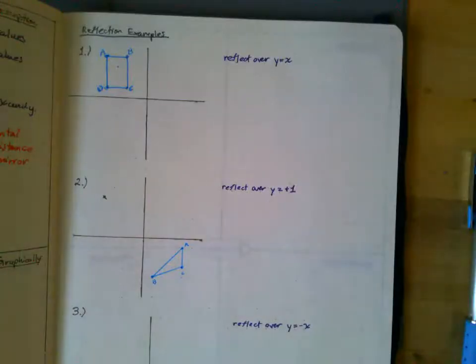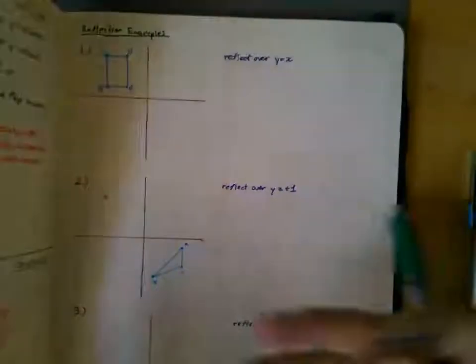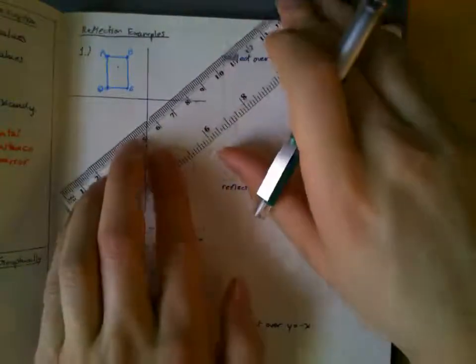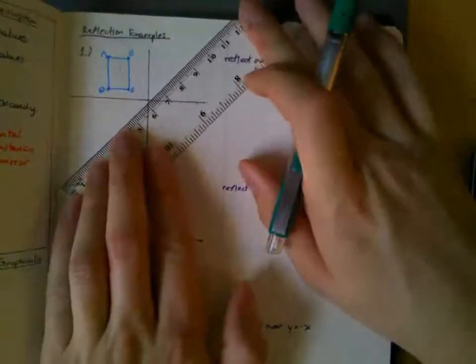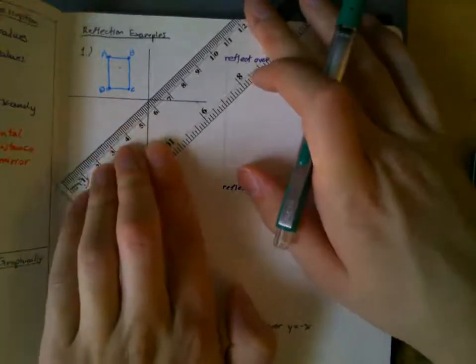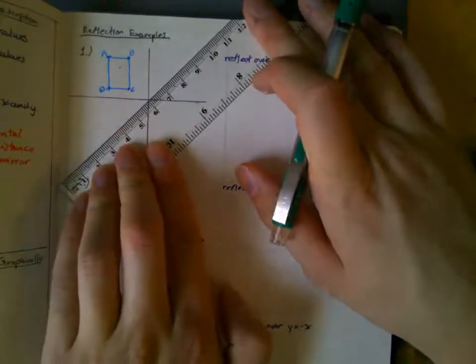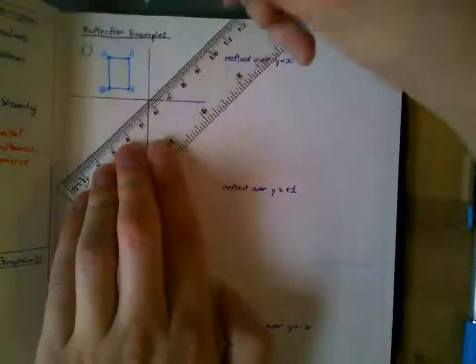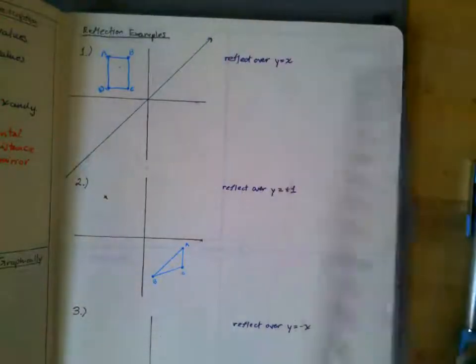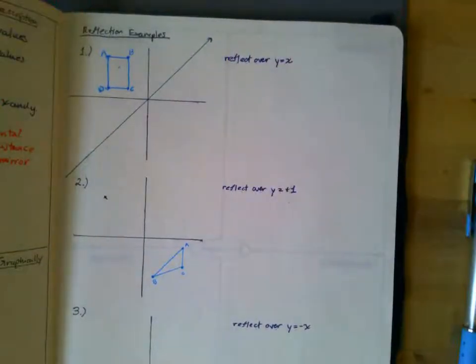So y equals x. I'm going to go ahead and use green, and draw my y equals x line. Remember, think of slope-intercept form. Think back to when slope was positive 1. That means it's up 1 over 1. So we've got a positive slope, up 1 over 1. So there's the line I'm going to reflect over.